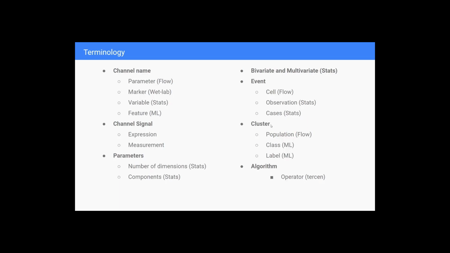When you cluster your cells, a cluster is called a population in the flow world. It can also be called a cluster, of course. Sometimes it's called a class in the machine learning world, or a label. This is not a label like labeling in the wet lab context, but a label as in giving something a name in the machine learning world. And I use the word algorithm, and I also use the word operator, because the platform I'm going to show you uses operators to do this high dimensional analysis, which are basically algorithms, such as these multivariate algorithms that I'm going to show you.